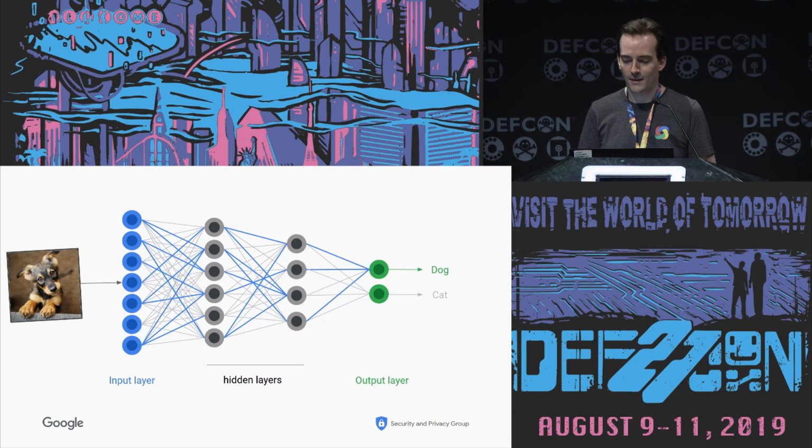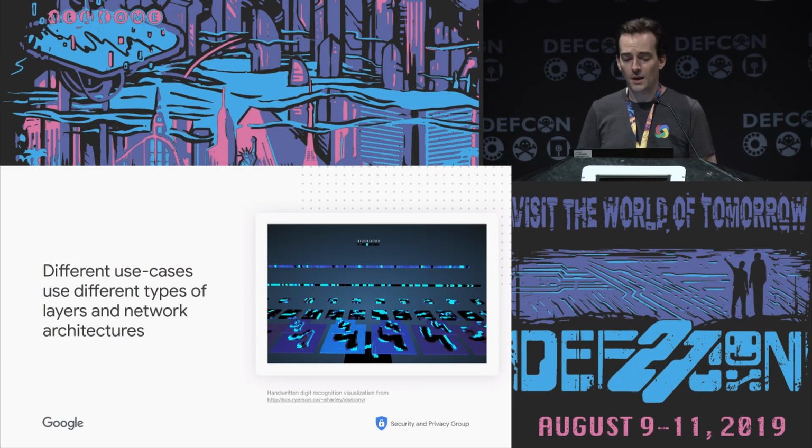But when you have different use cases, you will need to use different types of layers, different types of network architecture, so it can make things quite complex very quickly.